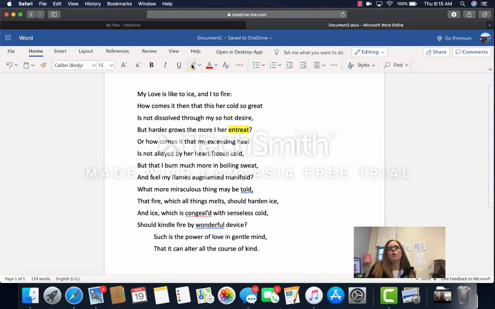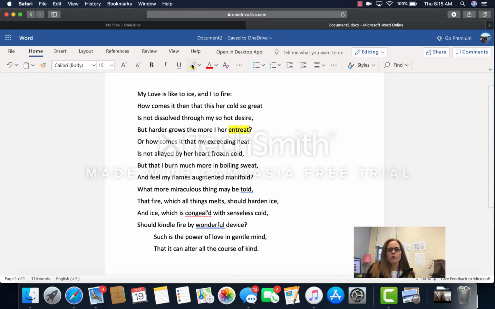Think about it. We all want to be accepted by people, wanted by our friends, wanted by our families. We want to be desired. We want people to desire to be around us, okay? And so he's like, why is she still so cold when my attention, my affection, my desire for her is so great? And then he asks a question in line 4.